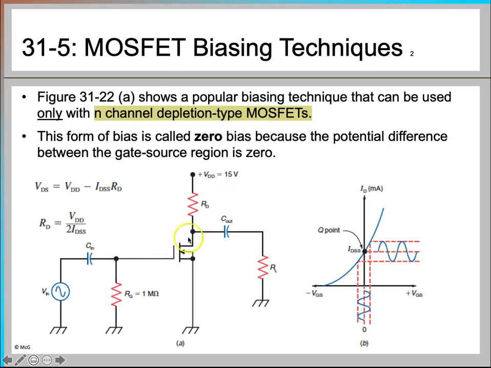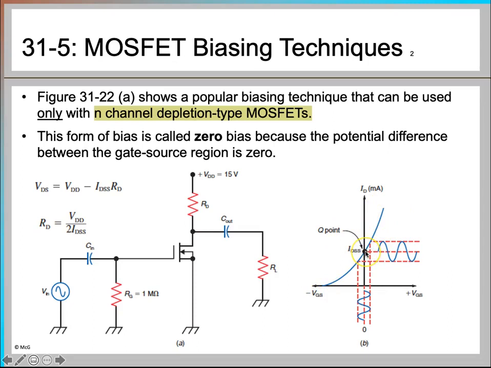And here also, this is the coupling capacitor. RL is the load resistance, RD is the drain resistance, VDD is the positive voltage applied to the drain side. On the right-hand side, you see the curve between VGS and ID. This curve we have seen previously also. When VGS is negative, your drain current decreases, and when VGS is positive, your drain current increases.